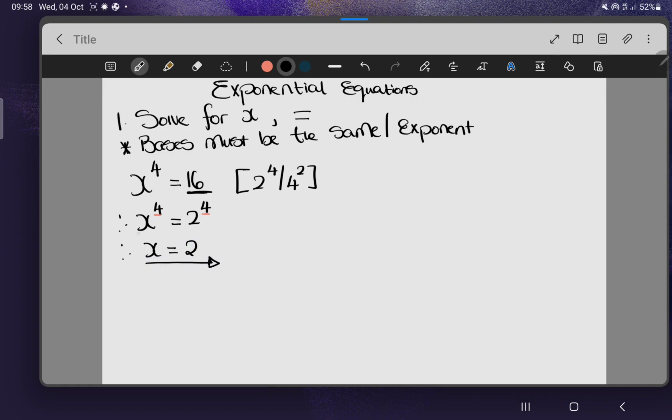So when I put 2 here, you can always prove this. When I say 2 to the power of 4, I will always get 16. This is what we call exponential equation. Okay, then number 2, we're still on it. We have 2x to the power of 3 equal to 54.